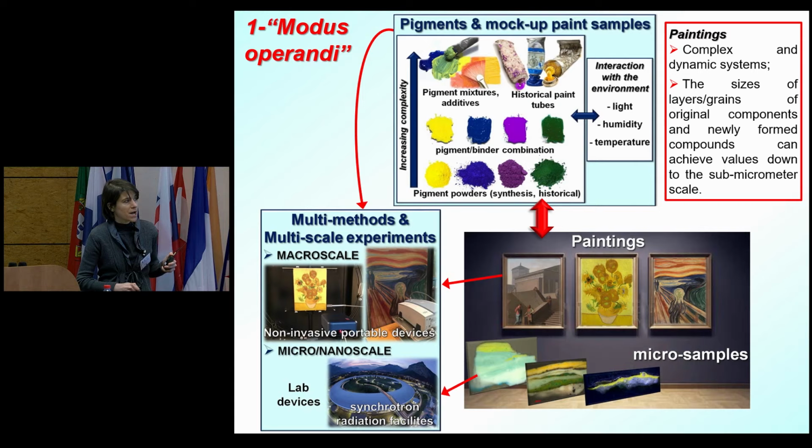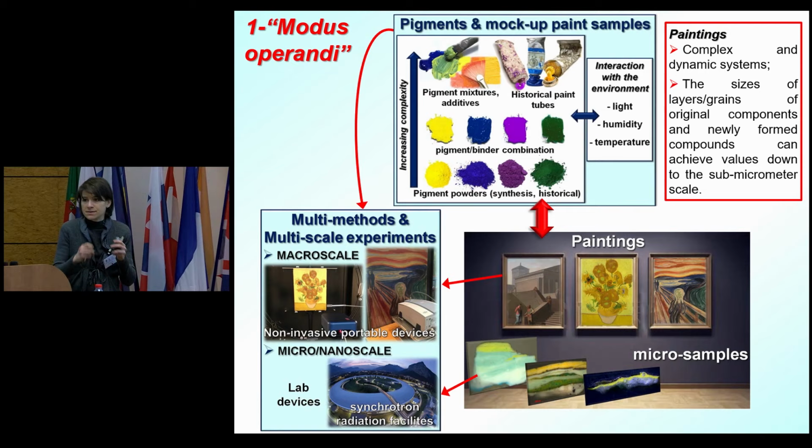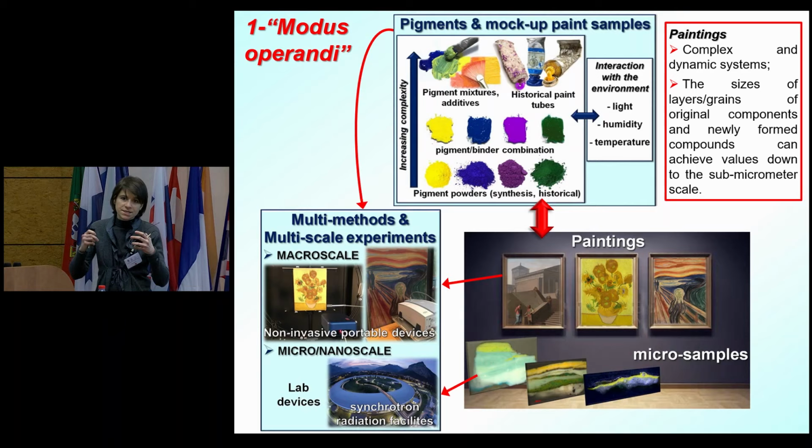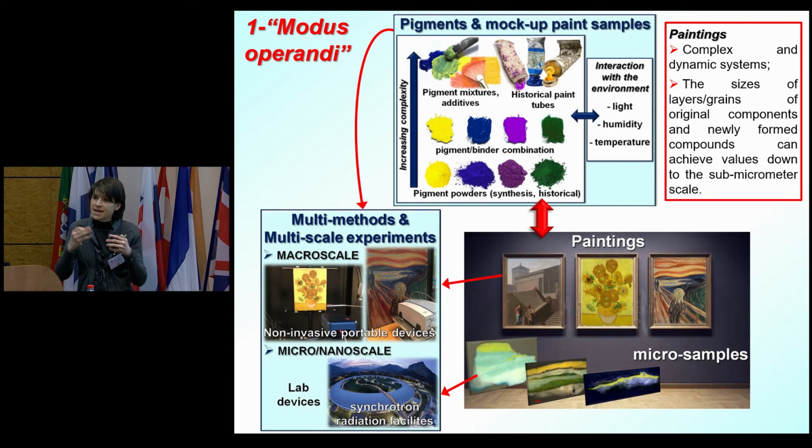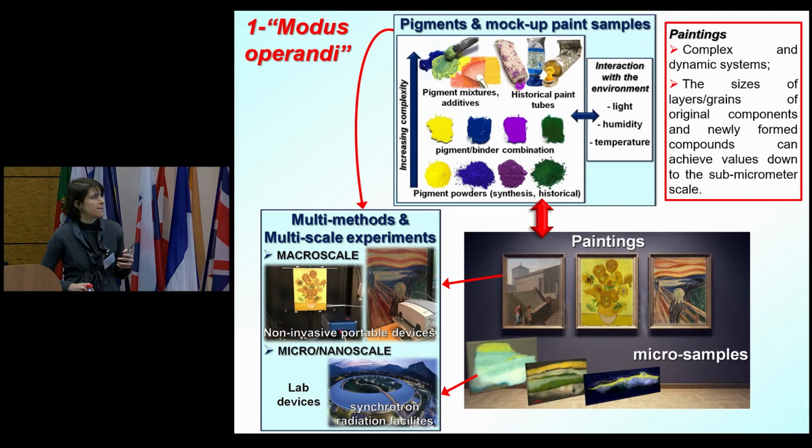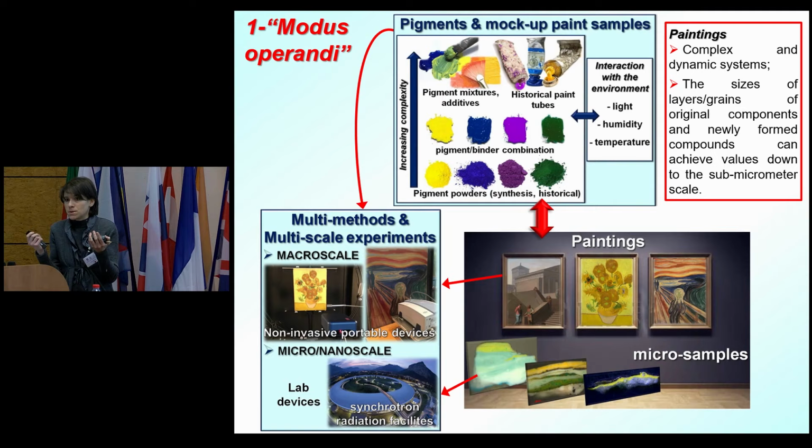by studying the distribution at the surface of the painting itself and the distribution of different chemical compounds within the layers of microsamples. For this kind of analysis, considering that paintings are complex systems composed of a lot of organic and inorganic materials, and can be considered dynamic systems because components inside the paint can interact with each other, and the paint can interact with environmental agents like light, humidity and temperature, we need to use different types of analytical methods to gain as much information as possible. These methods allow us to obtain complementary information and explore our system at different length scales, from the macro scale to the micro and nano scale.